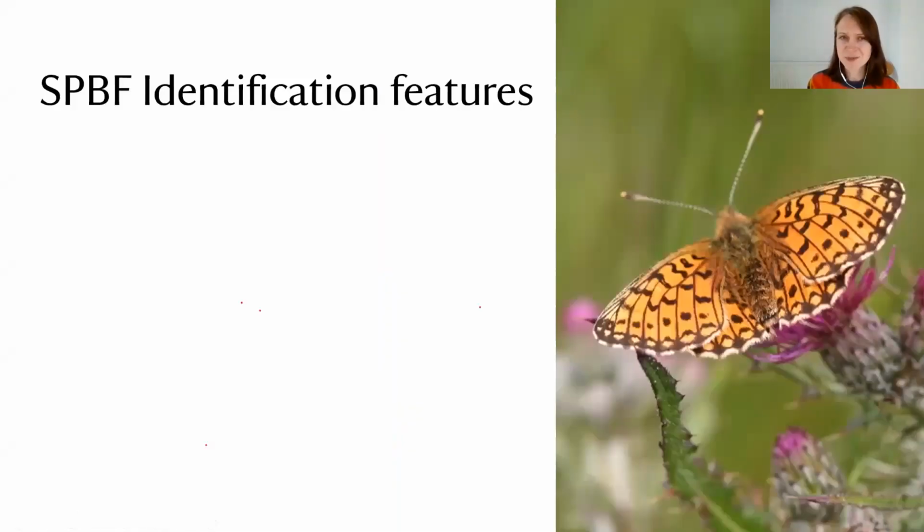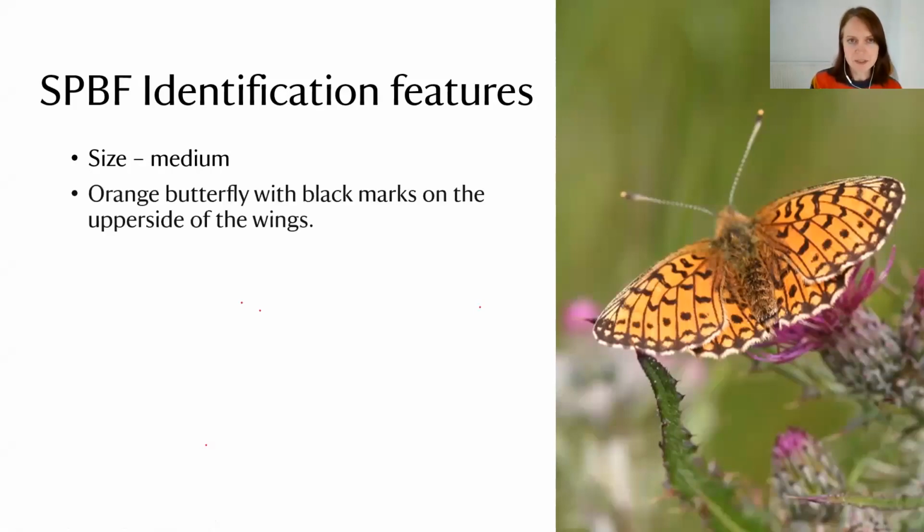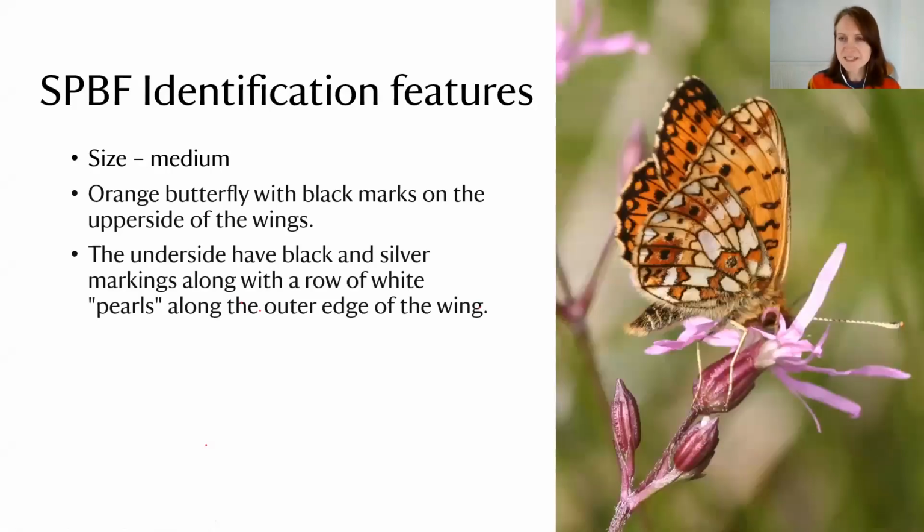So in terms of small pearl bordered identification, the size, so it's a medium-sized butterfly, still with that really nice orange colour that Caroline and Rob mentioned, but smaller than dark green fritillary. As I said, it's orange with black marks on the upper side of the wings, just as in dark green fritillary. But it's the underside really that's the key thing here. So lovely black and silver markings and this row of pearls along the outer edge of the wing, which really do stand out if you get a good view of the underside of the wing.